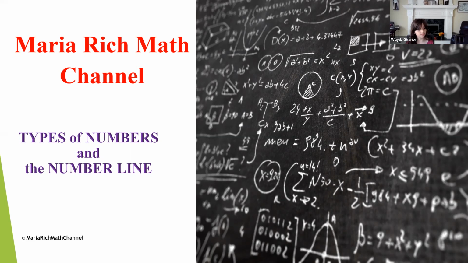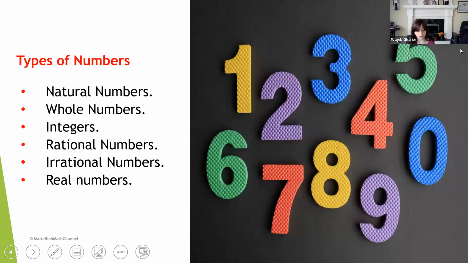Today we are starting with Maria Rich Math channel and we are going to study the types of numbers and the number line. In general, there are many types of numbers. The first types are natural numbers, then whole numbers, integers, rational numbers, irrational numbers, and real numbers.